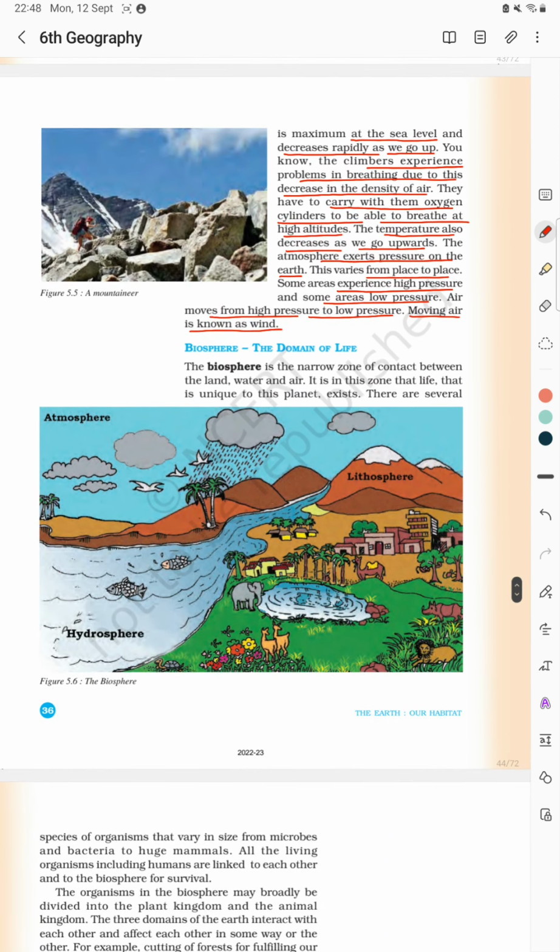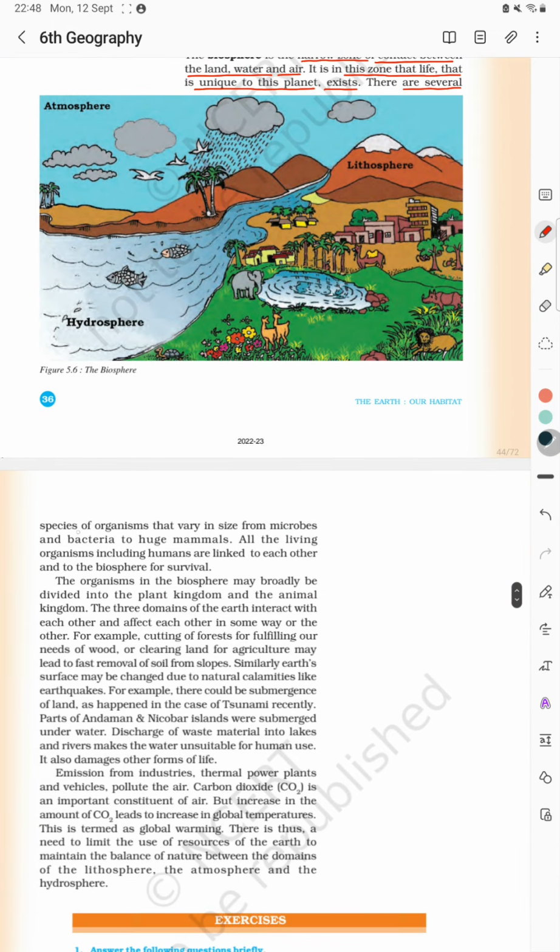The last topic is biosphere. Biosphere is the domain of life. The biosphere, as we have already studied, is a narrow zone of contact between the land, water, and air. It is in this zone that life that is unique to this planet Earth exists. There are several species of organisms that vary in size from microbes and bacteria to huge mammals. All the living organisms, including humans, are linked to each other and to the biosphere for survival.